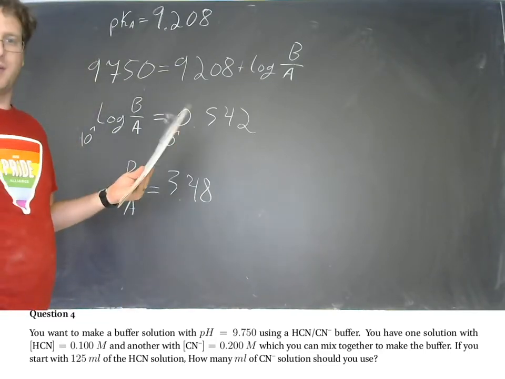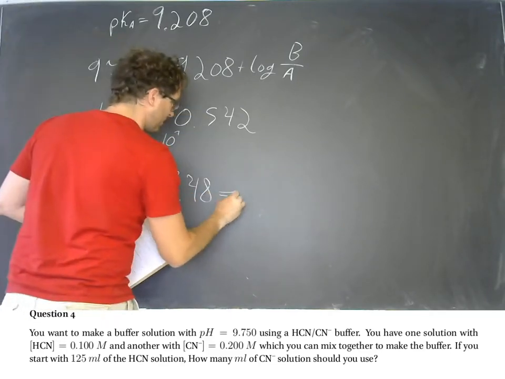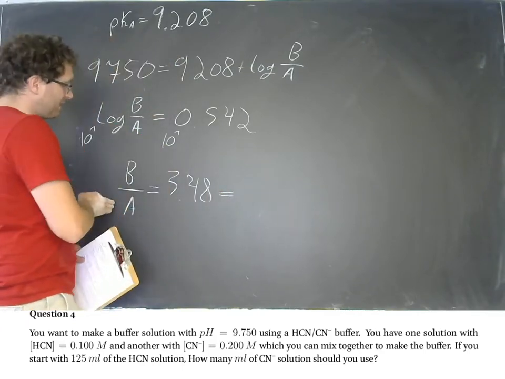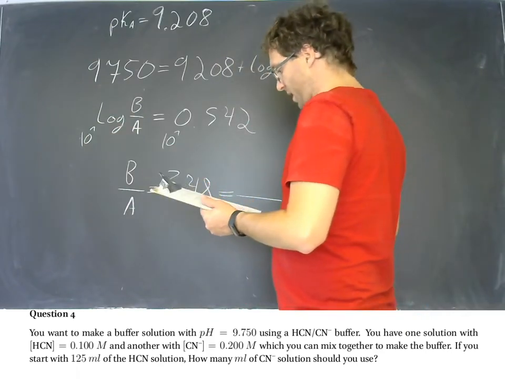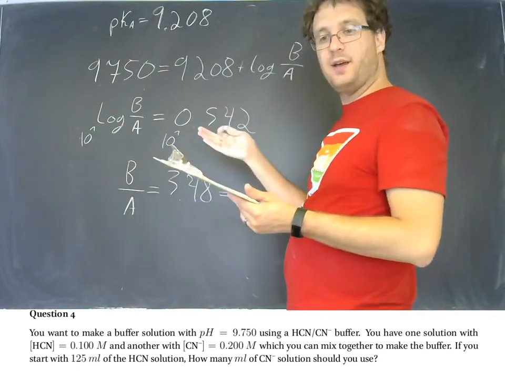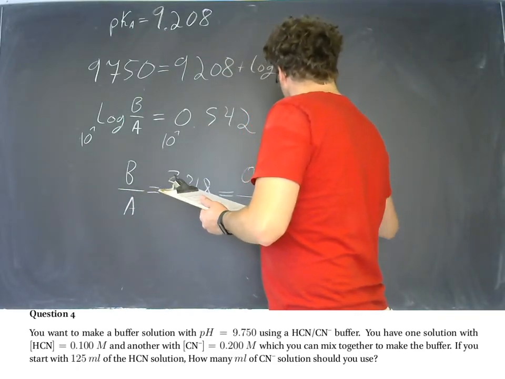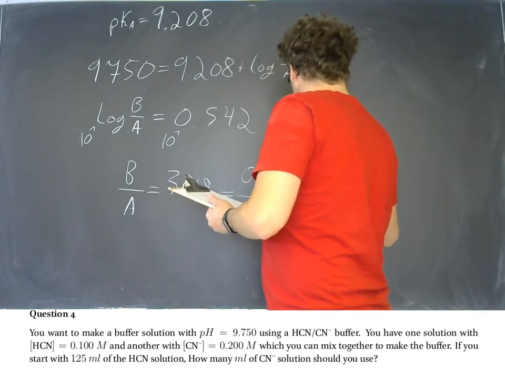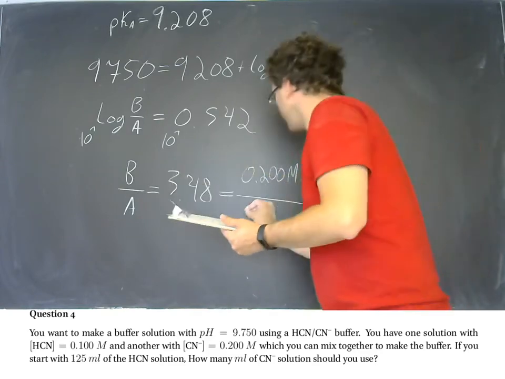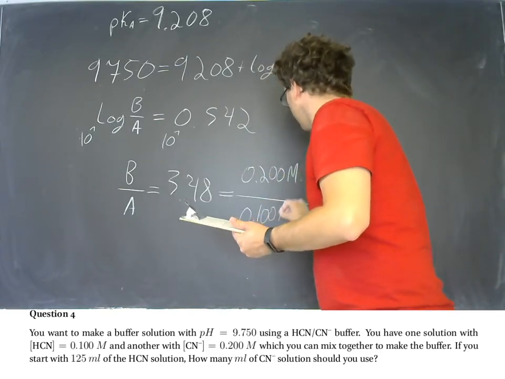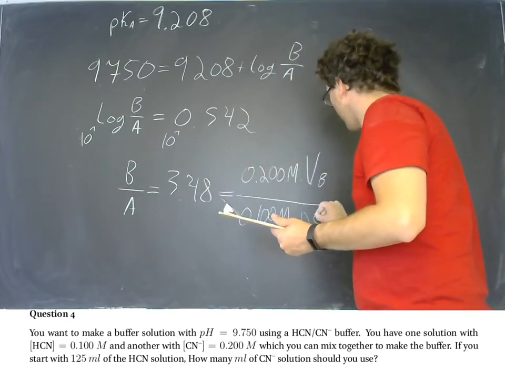Okay, well now let's deal with the base over acid. There are, again, a number of ways that you can solve most problems. I feel like the easiest way is to consider the moles of the base, which is the concentration of the base, 0.200 molar, times the volume of the base. And the moles of the acid is the concentration of the acid, 0.100 molar, times the volume of the acid, which was 125 milliliters.